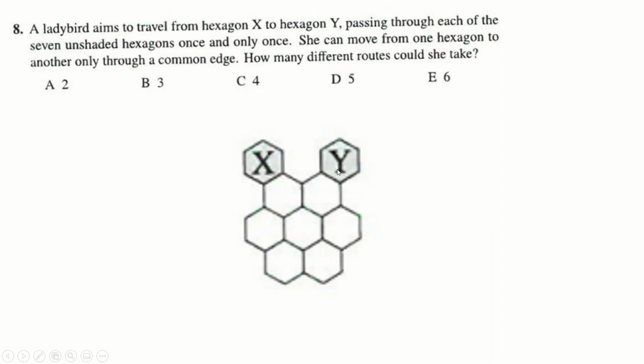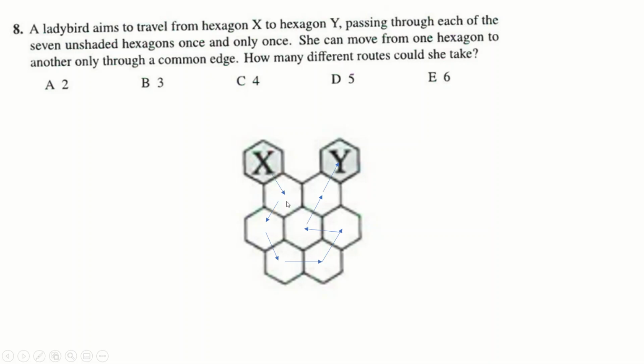Okay, so we need to get from X to Y, and we need to travel through every little hexagon here. So initially you think, okay, well, we can go all the way around, but then we miss the middle one. So at some point we have to travel into the middle one and then back out again. So there's an acceptable way of doing this. Now, how many ways can we go into the middle hexagon and then come out again?